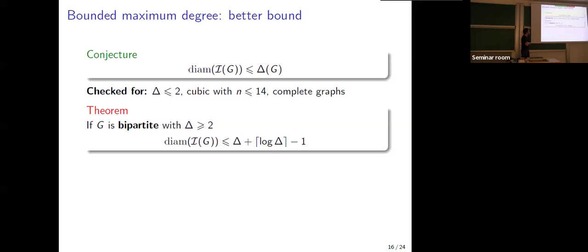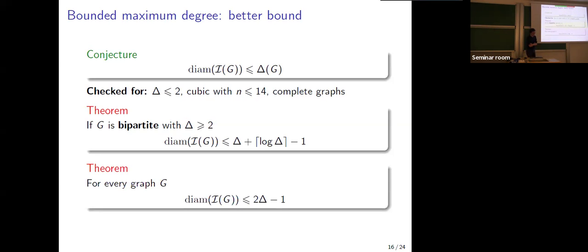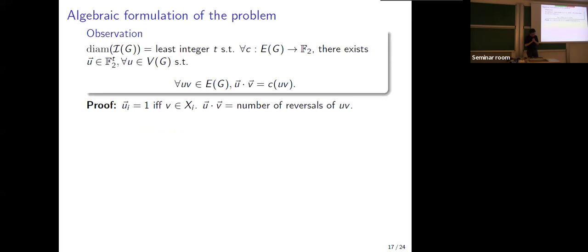And for bipartite graphs, we are not very far from it. We can prove that the inversion diameter is at most delta plus log delta minus 1. And for general graphs, we can show that it's at most 2 delta minus 1. And now I will explain how these two proofs work. These two proofs rely on this observation, which is an algebraic reformulation of the problem.